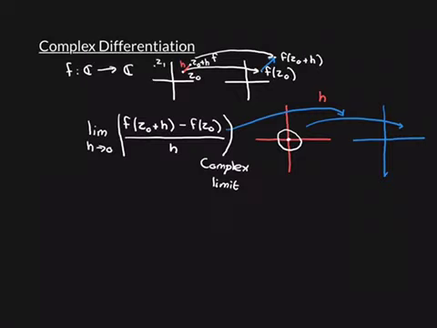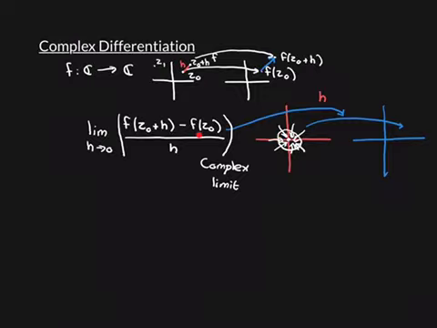So as you approach this point from every single direction, do we approach one value? And remember, in order for that limit to exist, it can't just approach a certain value from one direction and then approach a different value from another direction. It has to approach the same value from every single direction. So that is a big requirement.